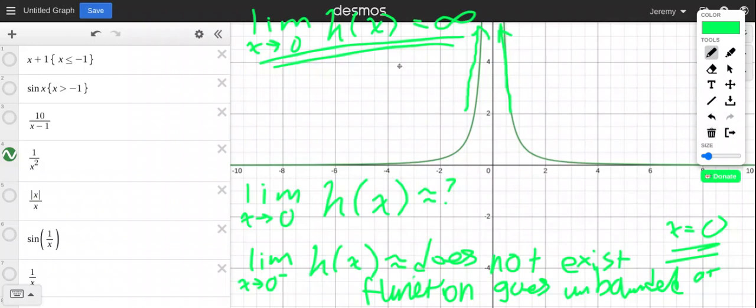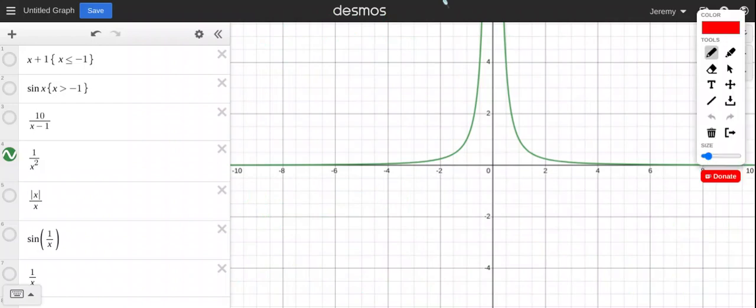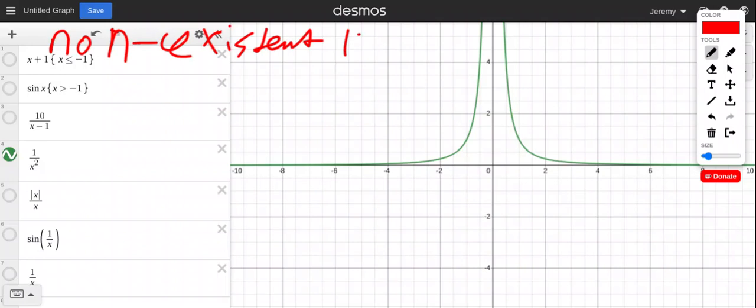So this is one of those types of non-existent limits. I can't keep a list of it because I can't keep the tool for too long, because then it starts lagging for some reason. So I have to keep deleting it. So, non-existent limits: we have unbounded limits.